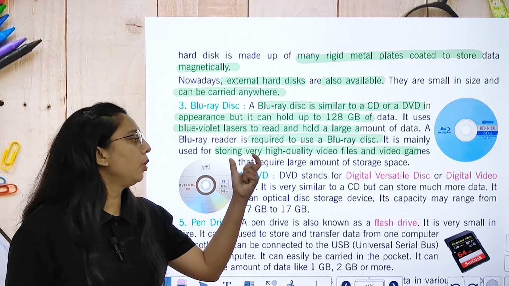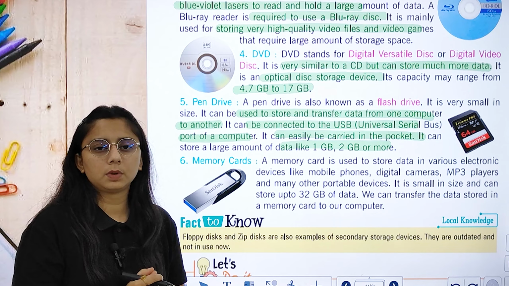Next we have pen drive, which is also known as flash drive. It is very small. It can be used to store and transfer data from one computer to another. It can be connected to the USB port of a computer. It can easily be carried in the pocket and stores a large amount of data, up to 1 GB or 2 GB or more.